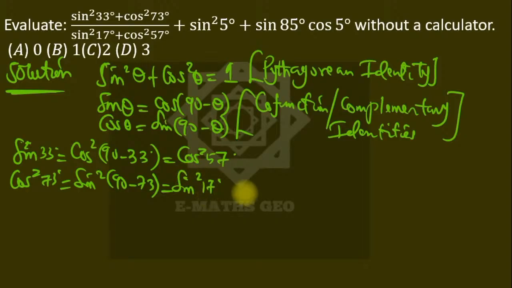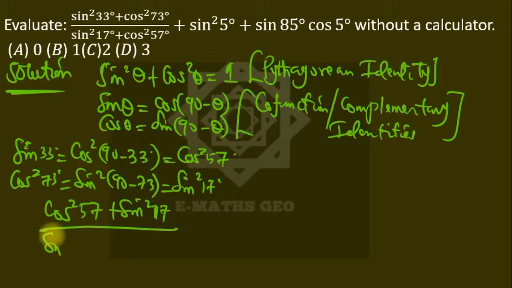So what do you notice? You see that this will be 1. Therefore, sine squared 33 is cos squared 57, and cos squared 73 is sine squared 17 over, we'll repeat the denominator. So have you seen it's the same? So this is 1.